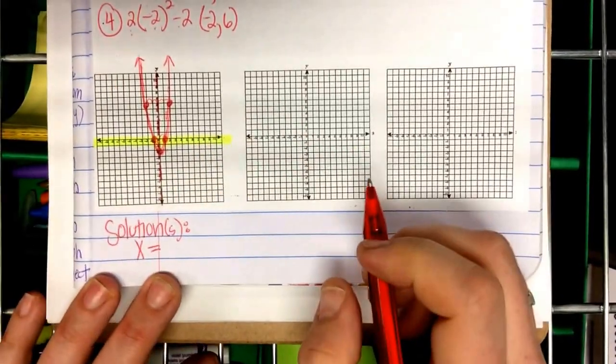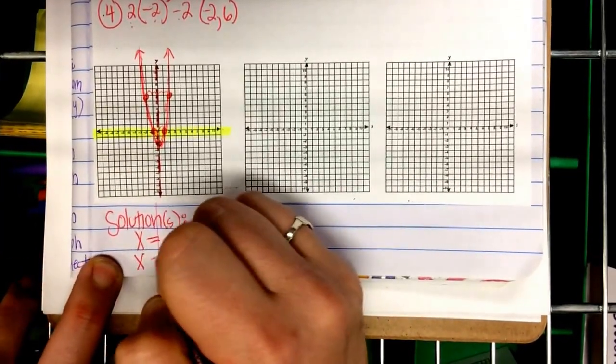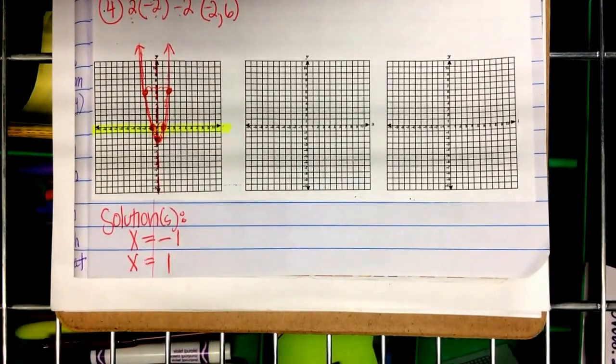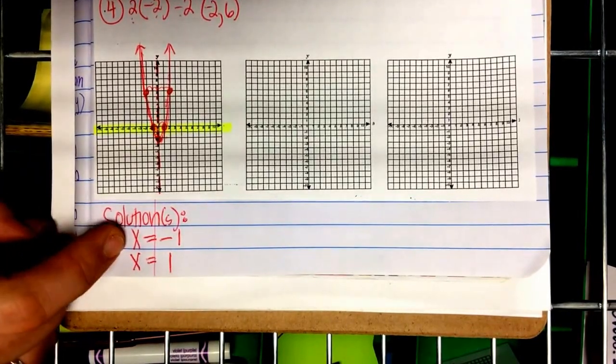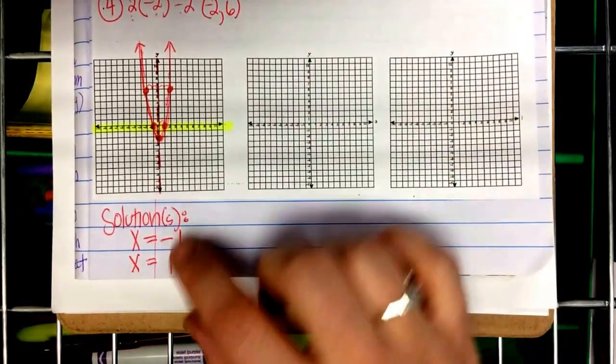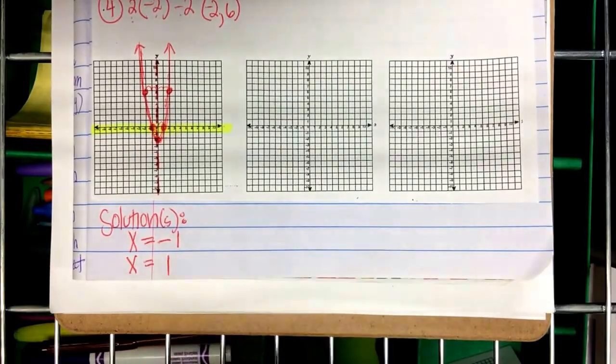X equals what? Negative 1. And x equals positive 1. If you just graph it, that's not enough. You must take it that next step further and find the solutions. If the value of y is 0, my x answer is negative 1 or positive 1.